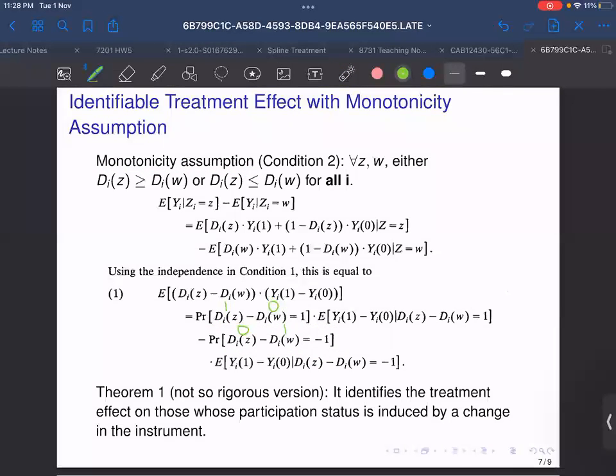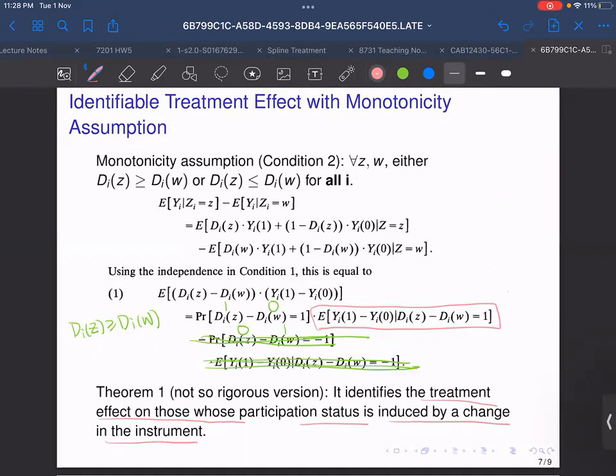So we can safely eliminate one of them. For example, if we know that diz must be greater than or equal to diw, then we can safely eliminate this term, and then we can actually estimate this expectation. And what is this expectation? We call it the local average treatment effect. Remember what I said about the local average treatment effect? It means the treatment effect on those whose participation status is induced by a change in the instrument.